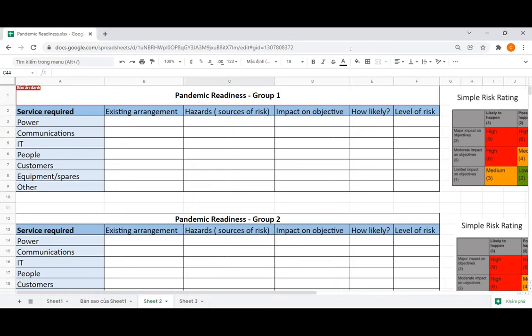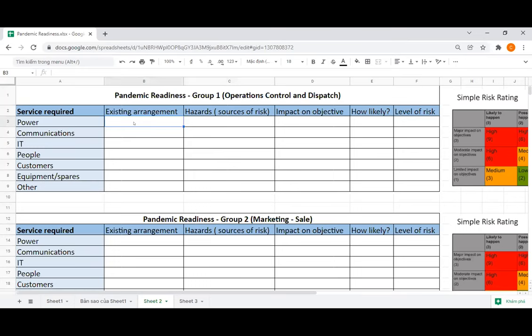Can I see one example of how to fill the table? Mm-hmm. So, shall we take the first group? The first group was operations and flight planning, or operations and just control and dispatch.